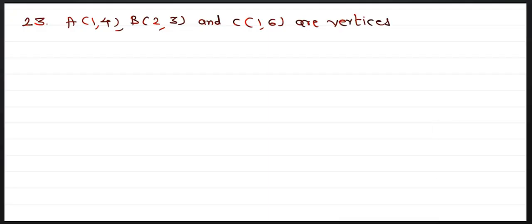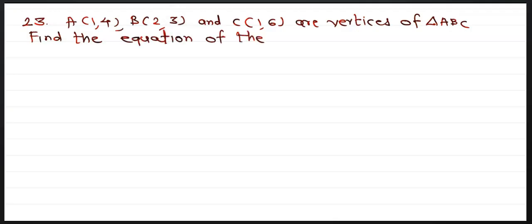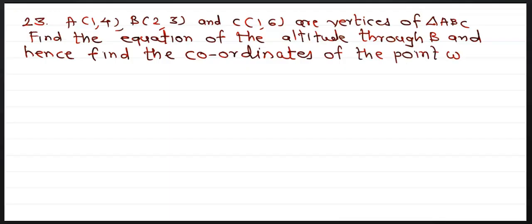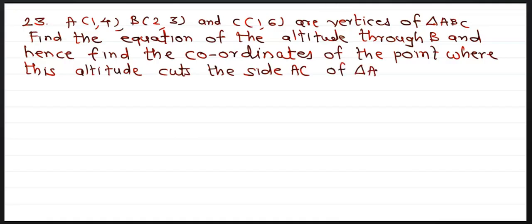The points A (1, 4), B (2, 3), C (1, 6) are the vertices of triangle ABC. Find the equation of the altitude through B and hence find the coordinates of the point where this altitude cuts the side AC of triangle ABC.